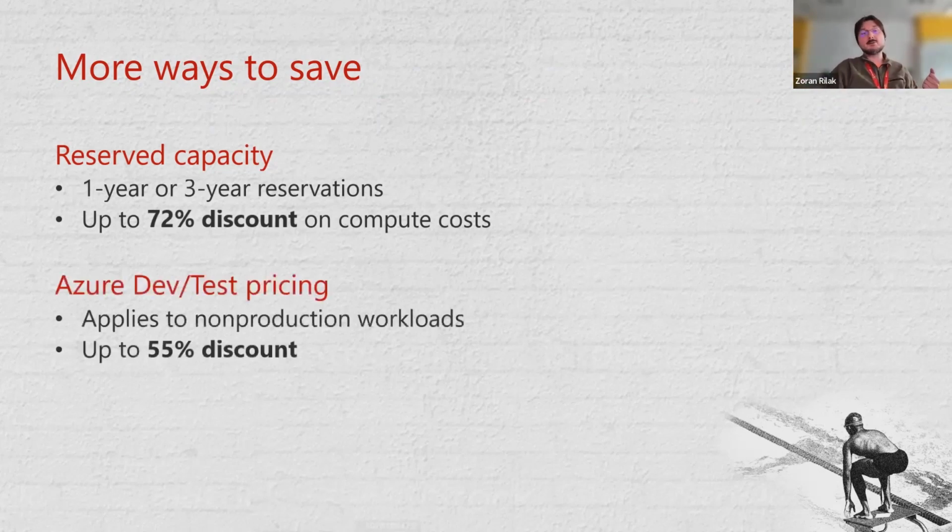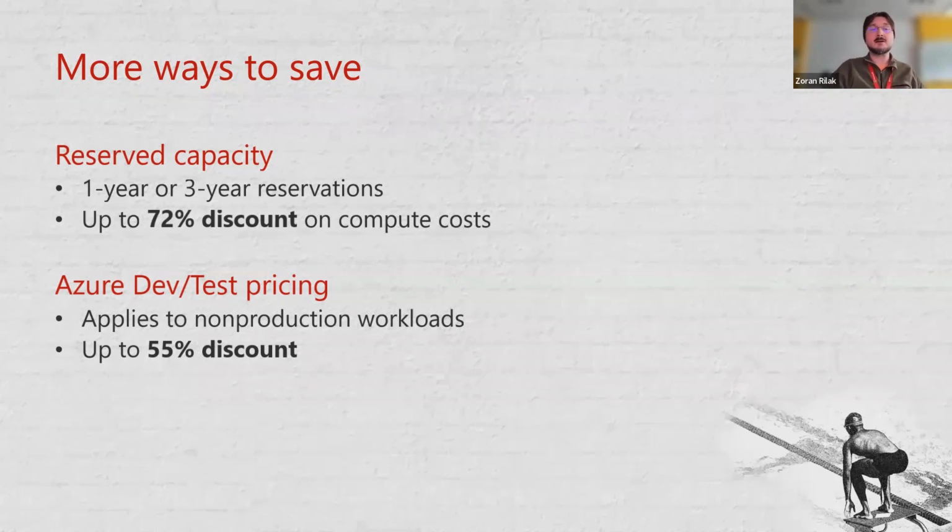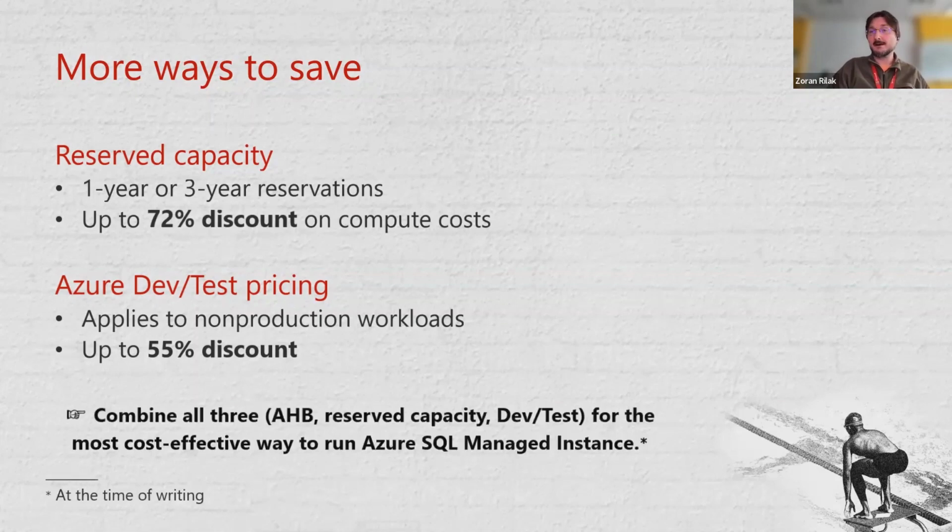One other way is to use the Azure Dev Test pricing, or development testing pricing, which applies to non-production workloads only. Comes up to around a 55% discount. But most importantly, you can combine all three: Azure Hybrid Benefit, Reserved Capacity, and Dev Test. And this would yield the most cost-effective way to run Azure SQL managed instance for now. And I'm not including any licensing benefits or anything that you may be able to negotiate with whomever you're purchasing from.